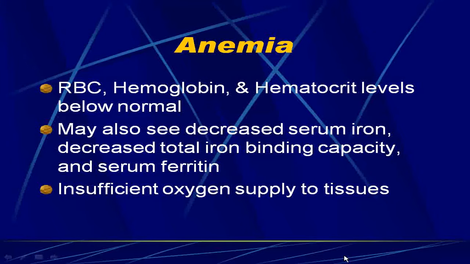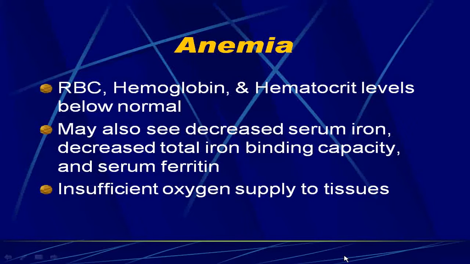With anemia, within this module, we're going to talk about the different types of anemia. So, anemia overall, you have the RBCs, the hemoglobin, and the hematocrit levels below normal levels when we have a person with anemia. You may also see decreased serum iron, decreased total iron binding capacity, and decreased serum ferritin. Ferritin is also a measurement of iron in the body.